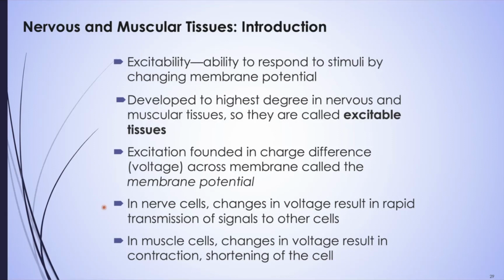In your nervous cells, you're going to get changes in the voltage that result in a very rapid transmission of signals from those nerve cells to other cells. And essentially, that excitation is going to serve as a message to tell those other cells to do something. In the muscles, the change in voltage is going to result in a contraction or shortening of that muscle cell.